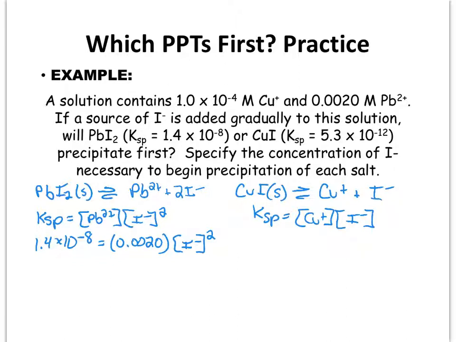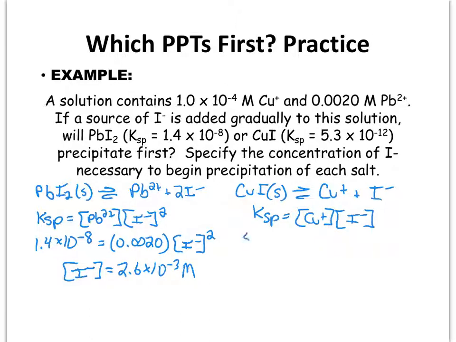So when I solve this for the concentration of the I minus, you do the math here, and you should end up getting the concentration of the I minus to be equal to 2.6 times 10 to the minus third molar. Okay, so that is the concentration of I minus that would be needed here to precipitate out the PbI2. So if we look at the CuI now, I do the same thing, plug in what I know.